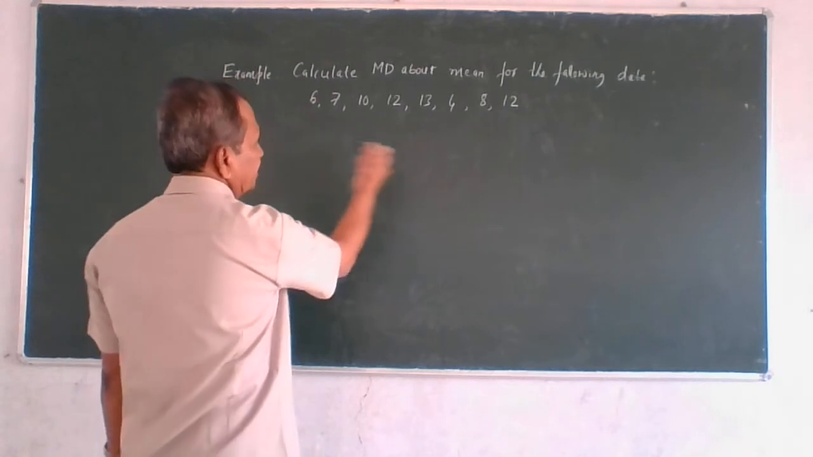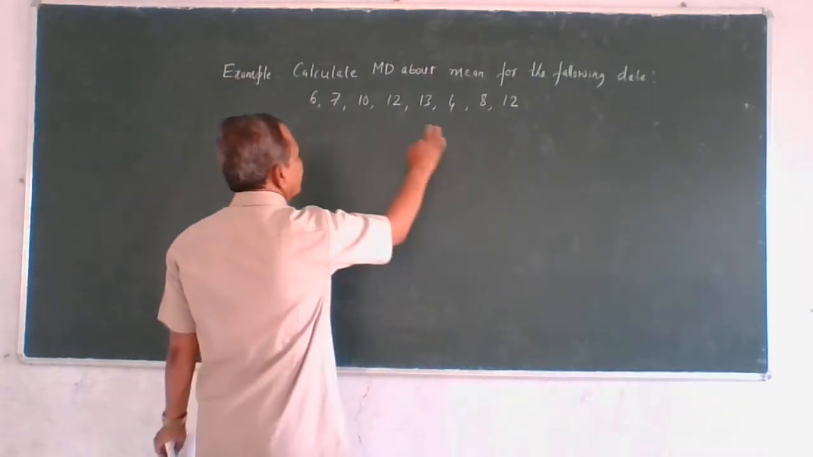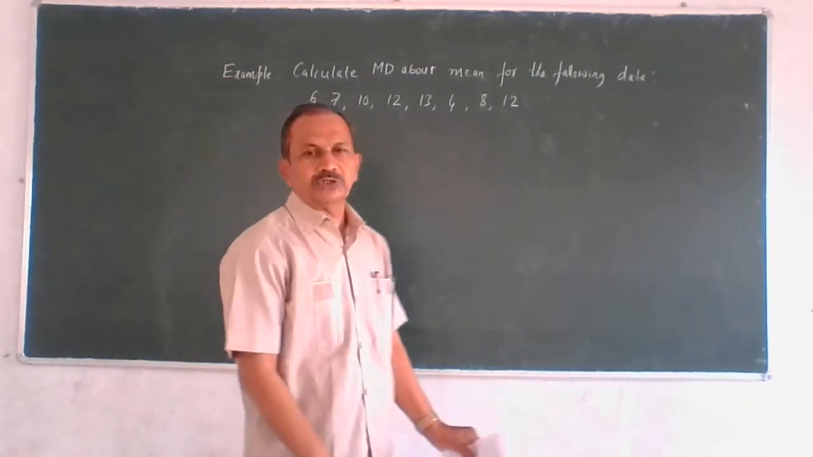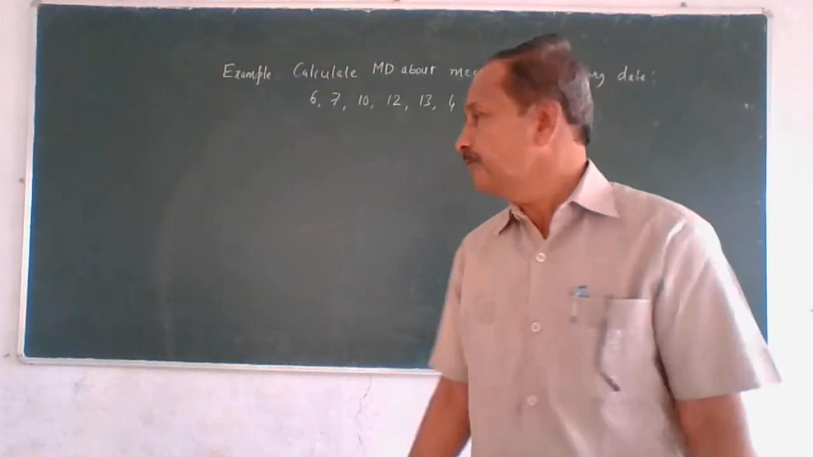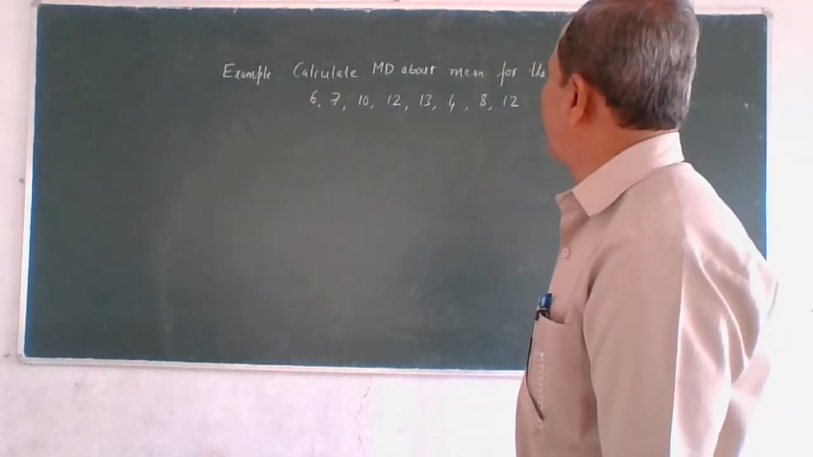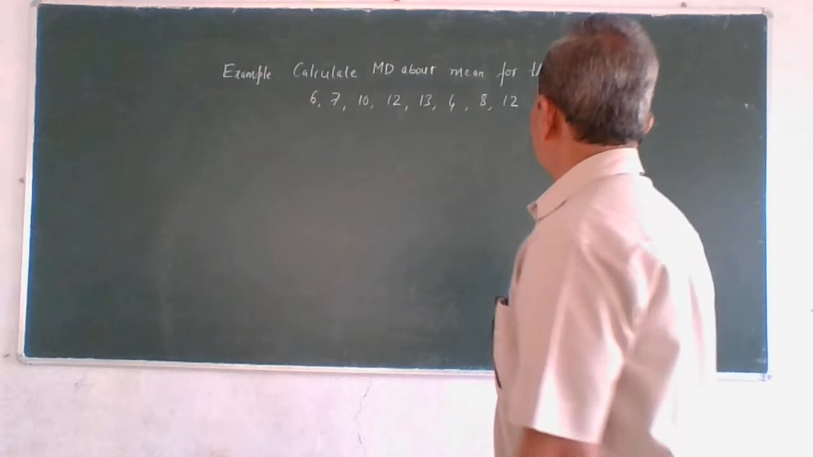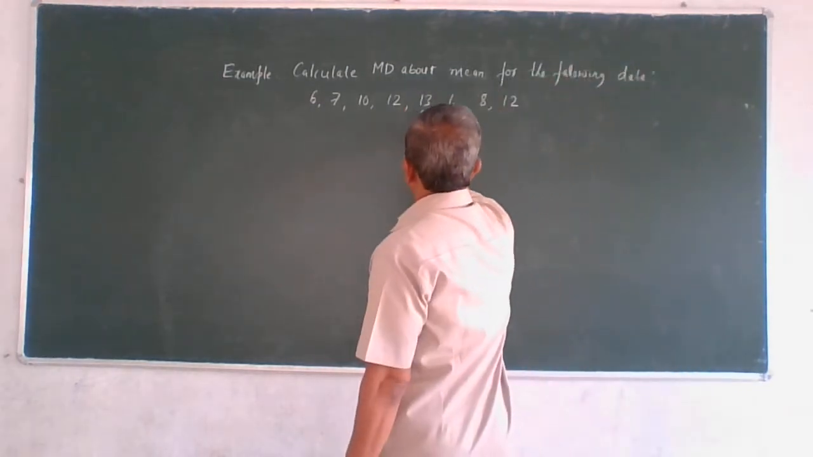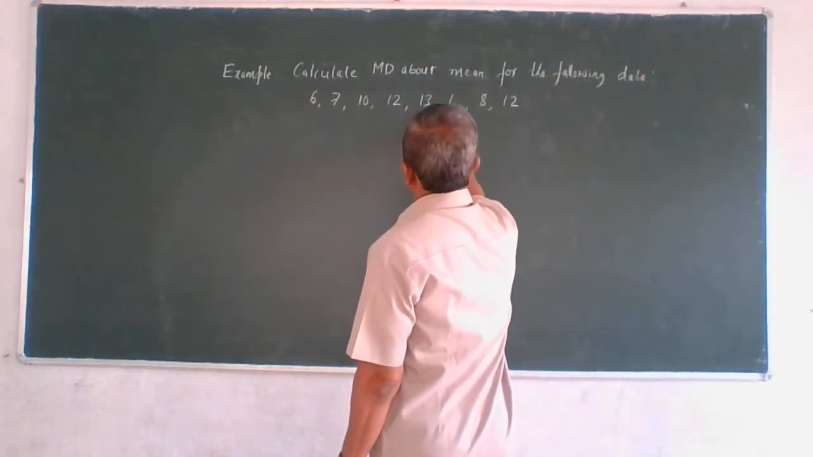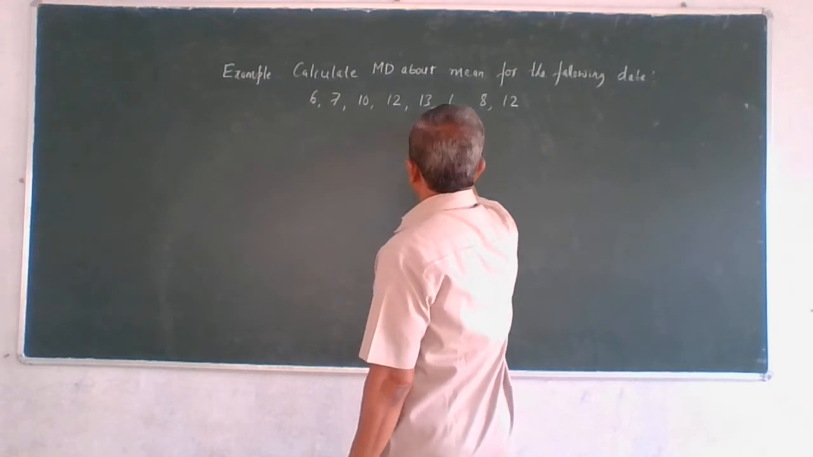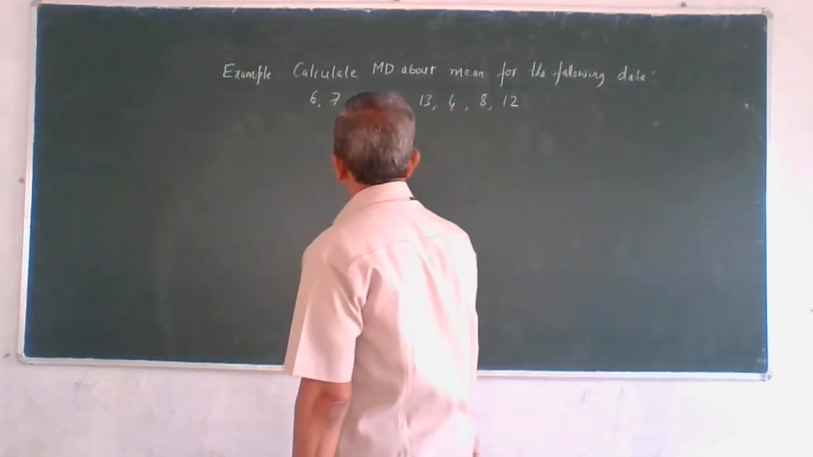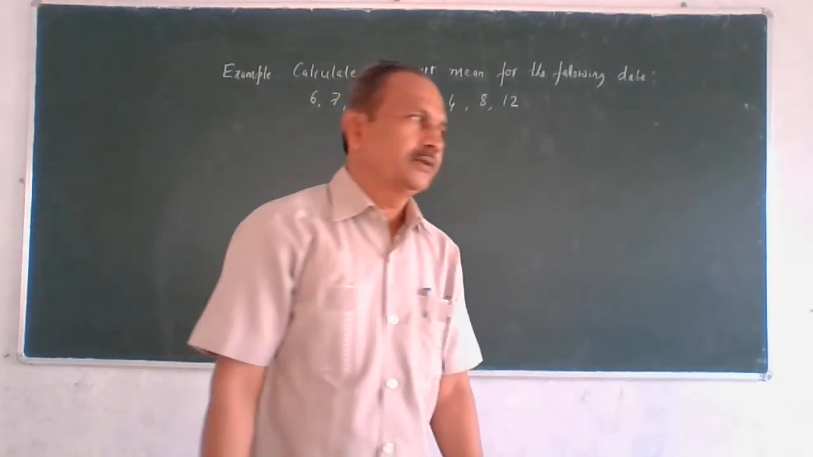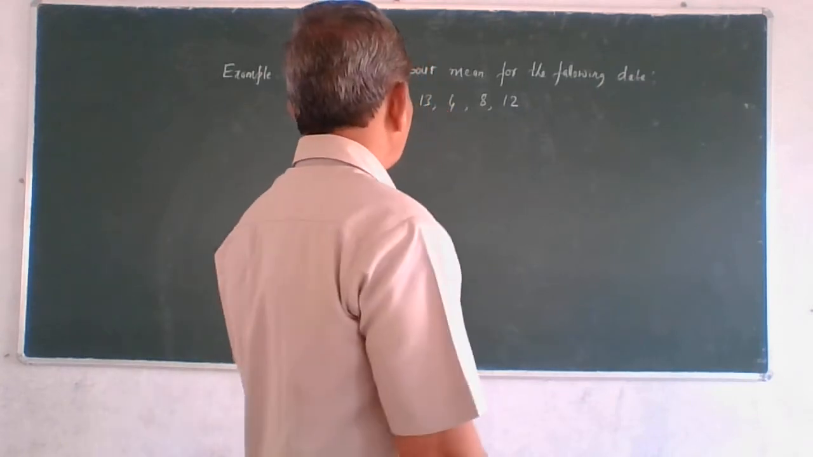How to calculate range? Range is very simple. Range is the largest value minus the smallest value. What is the range for this? The largest value is 13, and the smallest value is 4. So 13 minus 4 is 9. Range is 9. Now we have to calculate mean deviation.